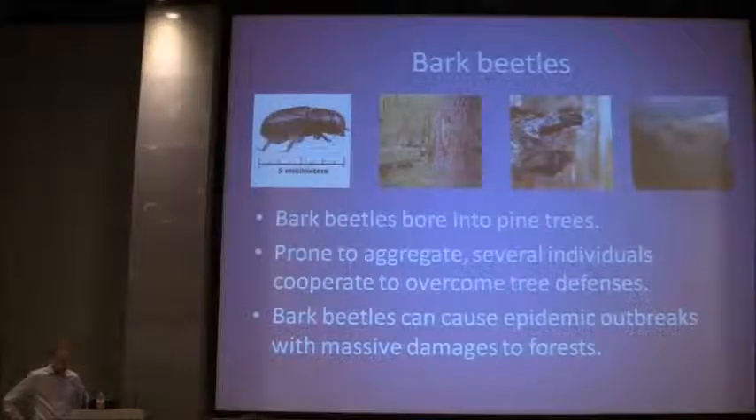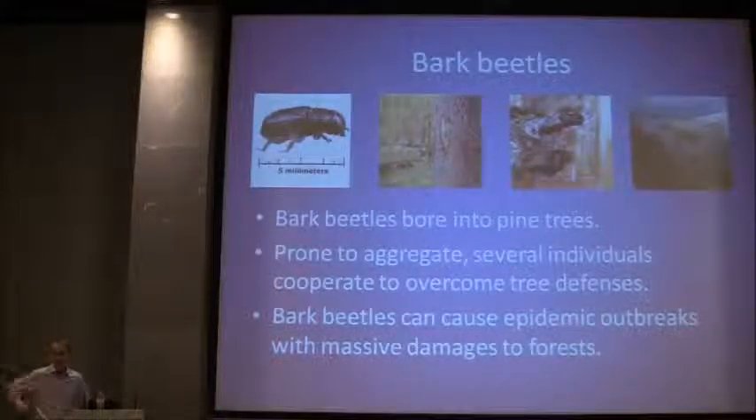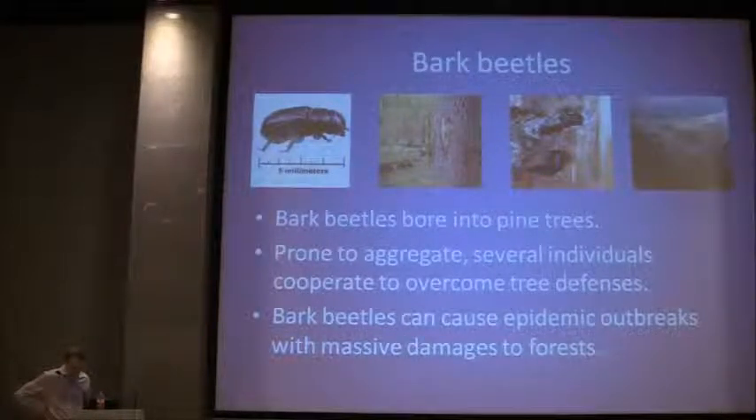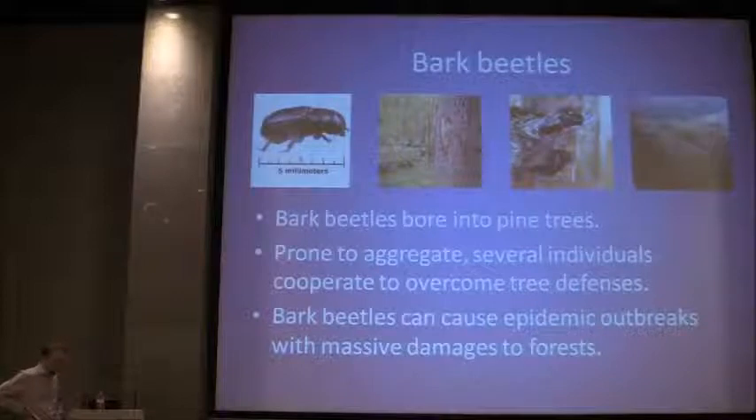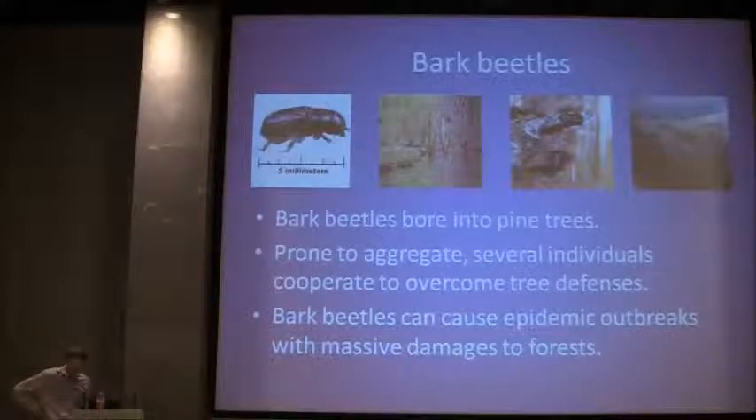But more interesting to us, this is an example of cooperation. They need to cooperate to overcome the defenses of these healthy trees. They must come in a large group to kill off the tree, to overwhelm the defenses. Otherwise it doesn't work. A single bark beetle will just be killed. So the way they do this is they have some pheromones that attract other bark beetles. And then when they gather sufficiently many, they attack the tree.